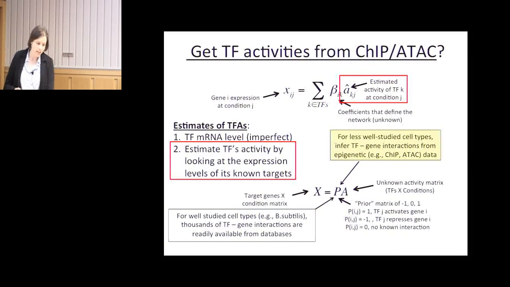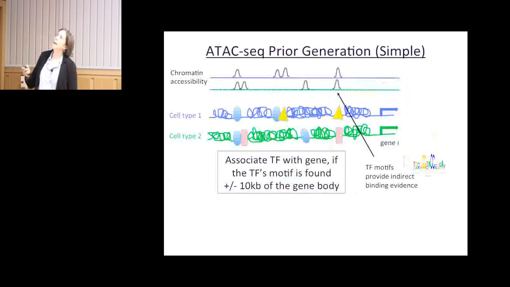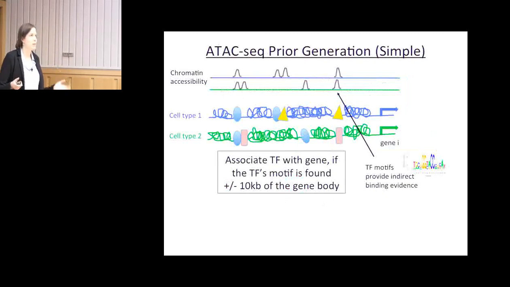interactions. And just to be a little bit more specific, when I was building the prior, and this is what I call the simple prior, I would associate a transcription factor with a gene if that transcription factor's motif fell in an accessible region that was plus or minus 10 kb of that gene. So a little bit arbitrary, but that's how I built the prior matrix.